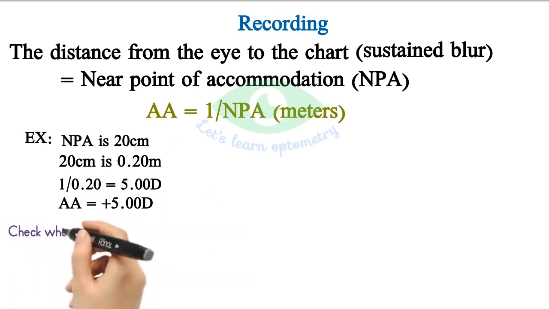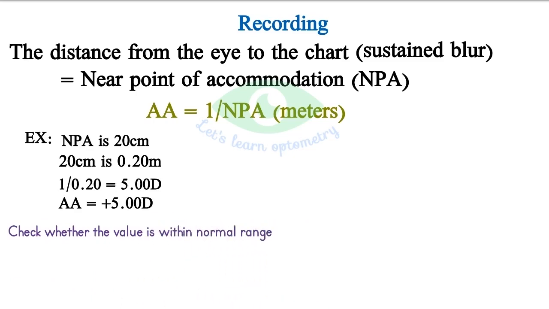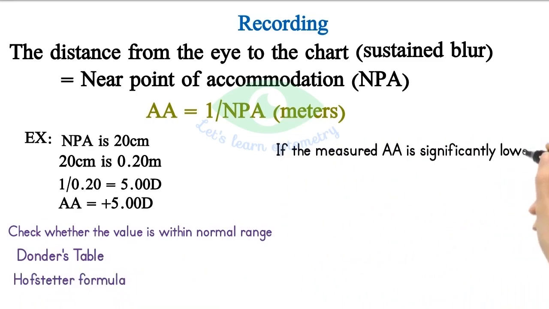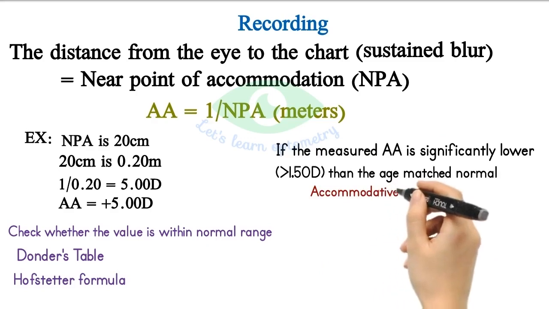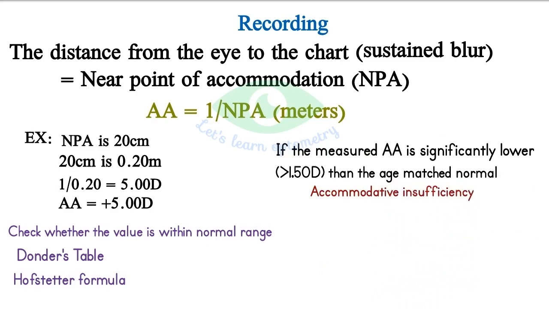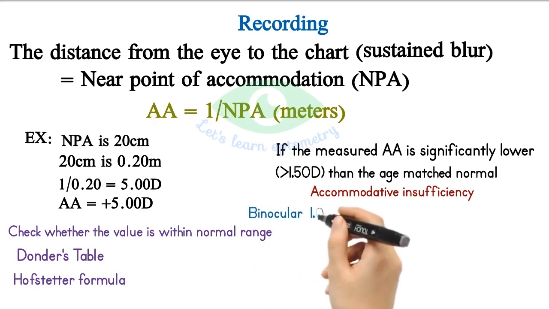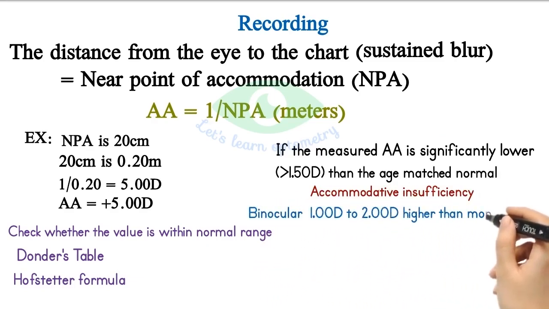After calculating, check whether the value is within the normal range for that particular age group with the help of the Dundas table and Hofstede's formula. If the measured amplitude is significantly lower than the age-matched normal, the patient has accommodative insufficiency. Usually, binocular values are 1 to 2 diopters better than the monocular values due to the added effect of convergence.